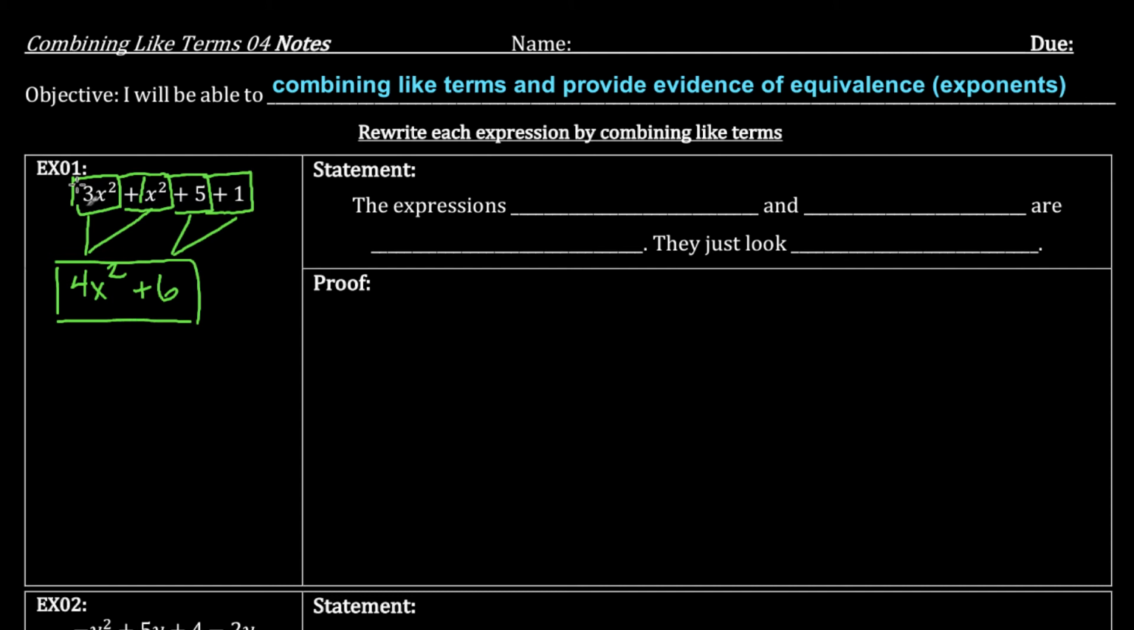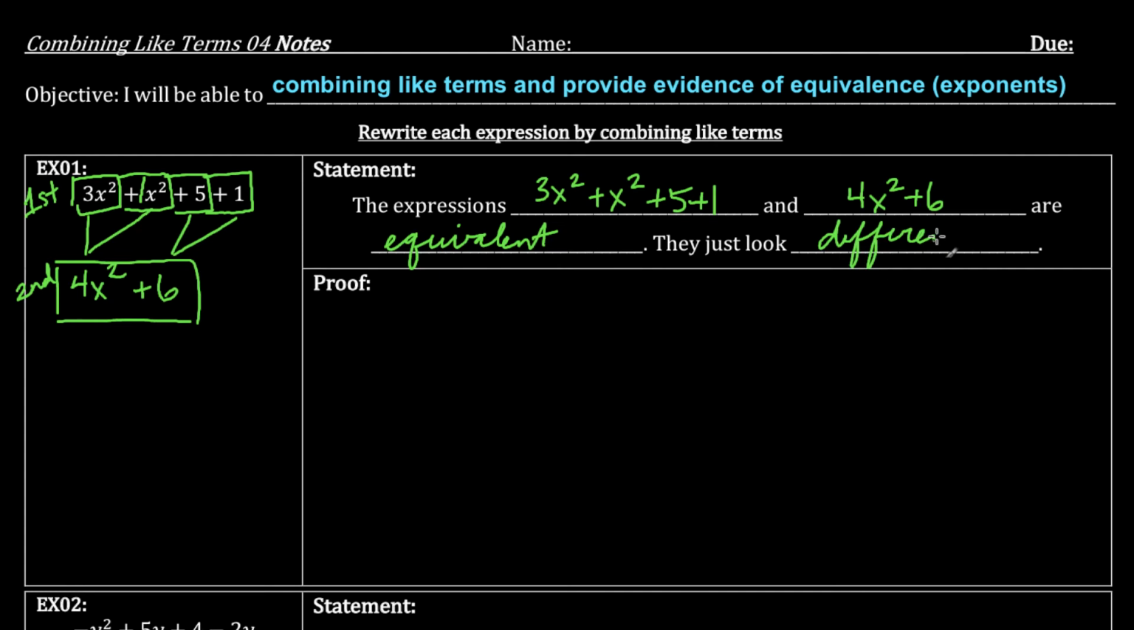Now remember, what this is really about is taking this first expression and simplifying it to create this second expression. So the expression 3x squared plus x squared plus 5 plus 1, this whole thing, remember, is an expression. And 4x squared plus 6, this expression, are equivalent. They just look different. So let's go ahead and show proof.